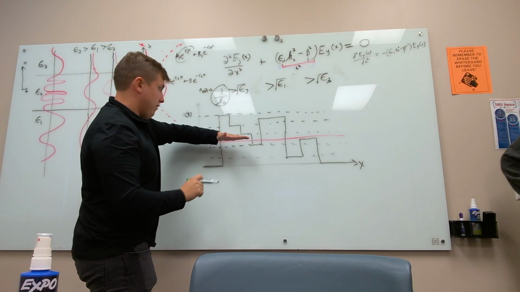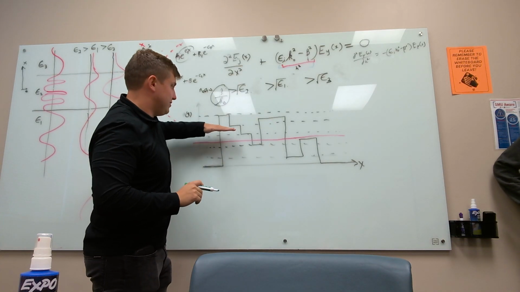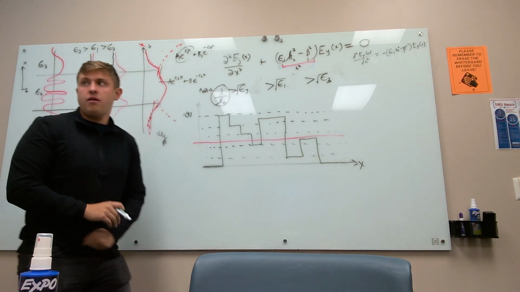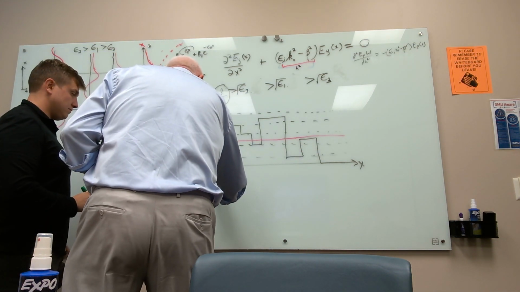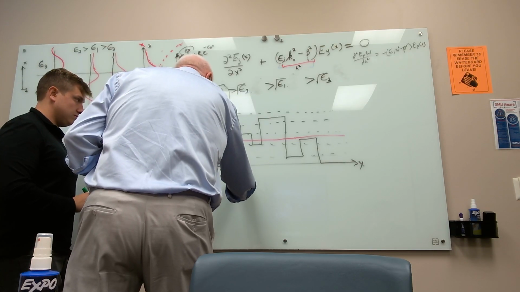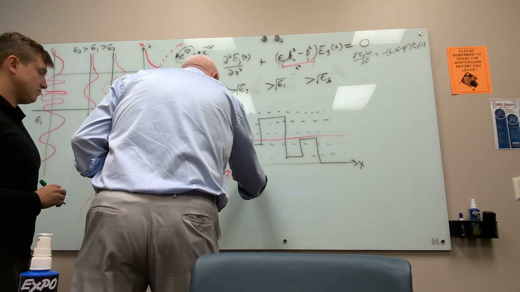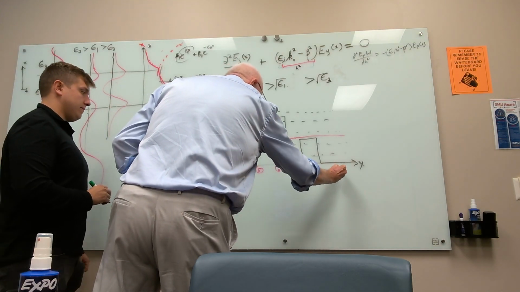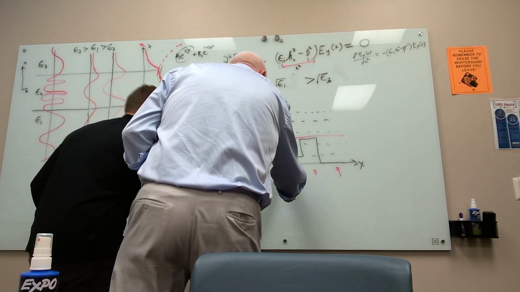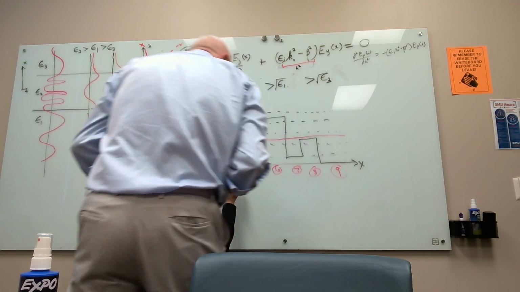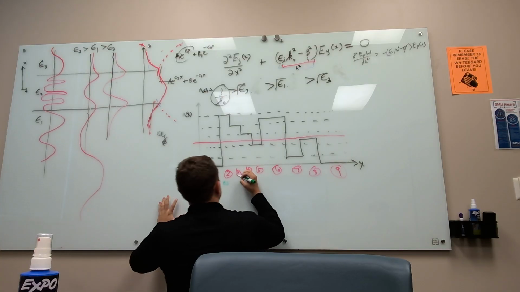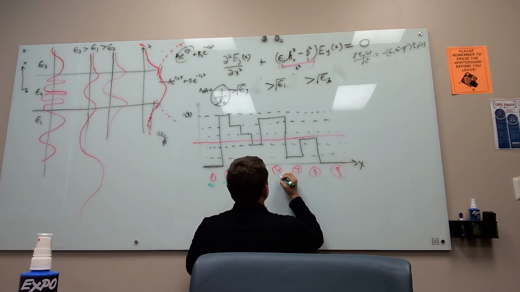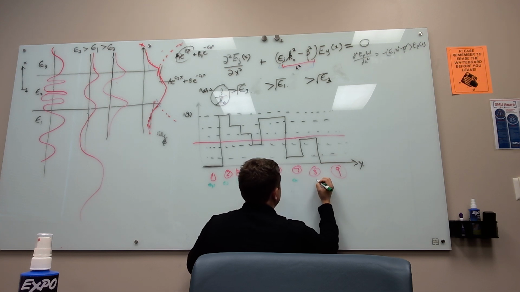This is going to be exponential. This is going to be oscillatory. This is going to be oscillatory. This is going to be exponential, and then all this is going to be exponential. So let me label regions 1, 2, 3, 4, 5, 6, 7. Region 1 is going to be exponential, 2 is oscillatory, 3 is oscillatory, 4 is oscillatory, 5 is exponential, 6 is also oscillatory, 7 is exponential.